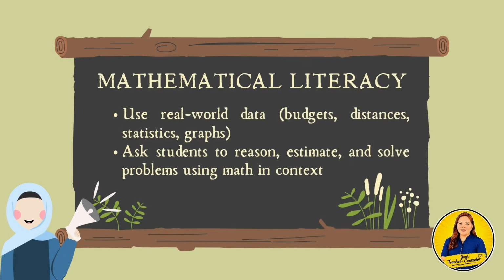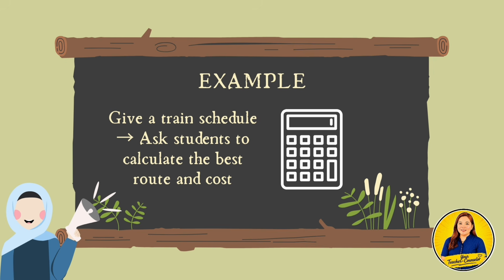For mathematical literacy, the strategy involves using real-world data such as budgets, distances, statistics, and graphs, rather than presenting abstract equations disconnected from reality. This domain grounds math problems in practical, tangible scenarios students can relate to. Students are then asked to reason, estimate, and solve problems using math and context. For example, you could give a train schedule and then ask students to calculate the best route and cost. This type of question requires students to apply mathematical thinking to a genuinely useful, real-life decision-making scenario, rather than simply performing isolated calculations.